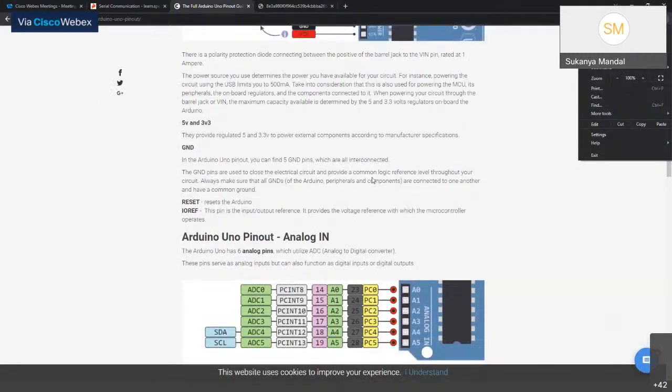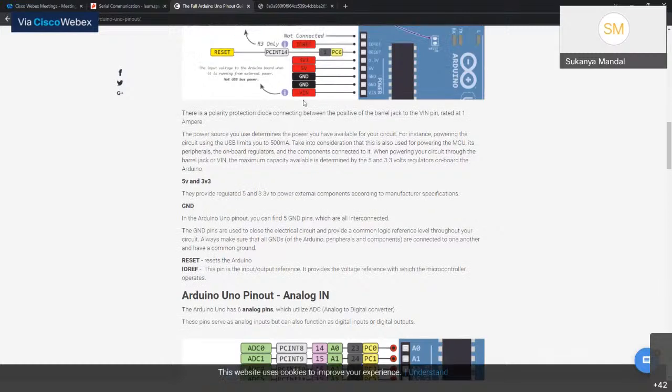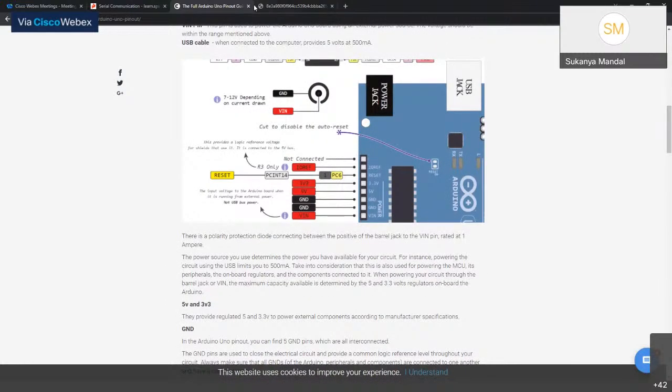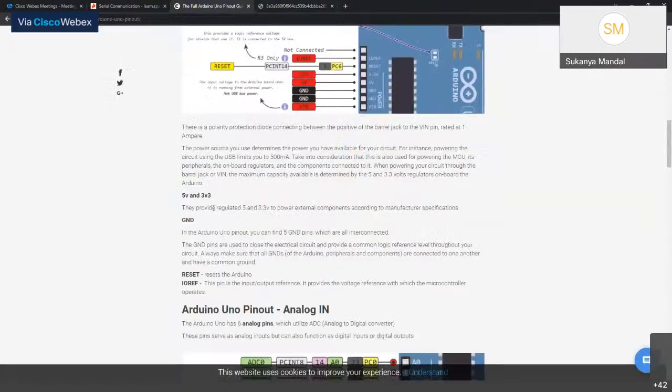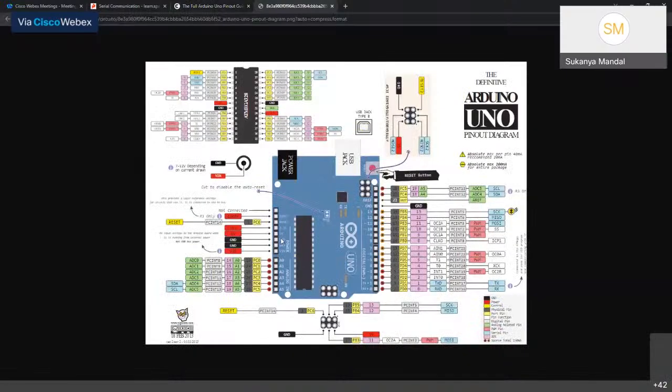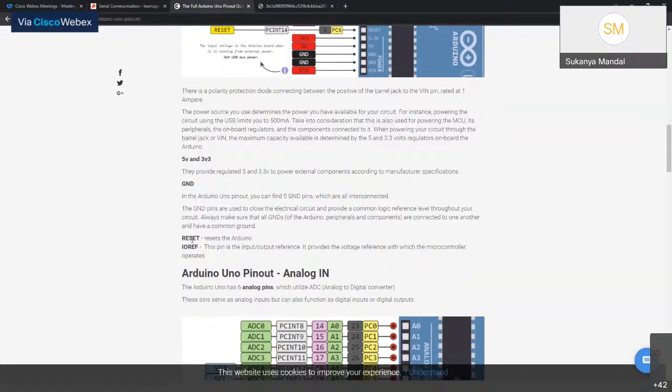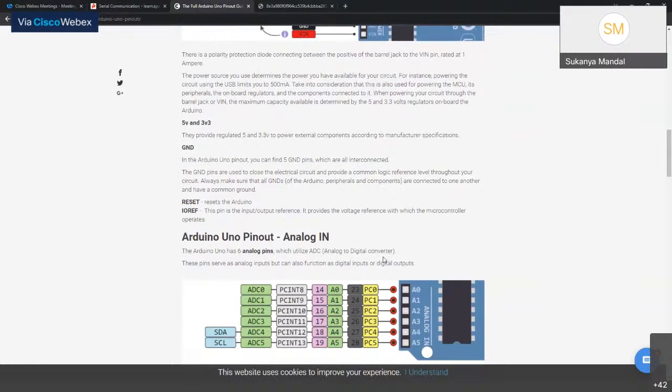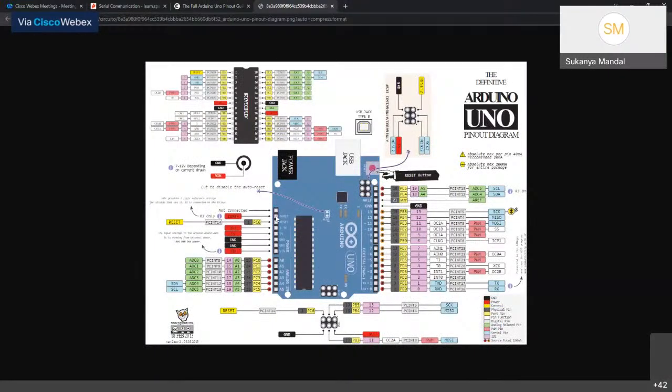So as I was referring to, the 5 volt and the 3.3 volt, which is essentially here, form the regulations or the voltage inputs. The ground pins, which are on both the sides, one, two here and one here, are for ground. And there's a reset pin which resets the Arduino, and there's an IO reference pin. This pin is the input output reference. It basically provides the voltage reference at which the microcontroller operates. So the IO ref pin is this one.